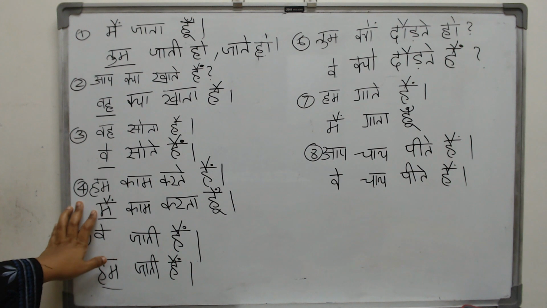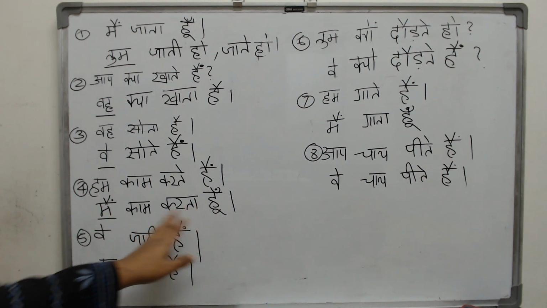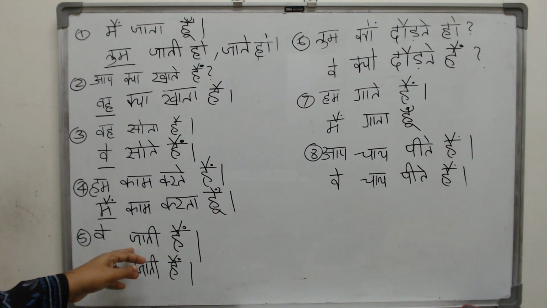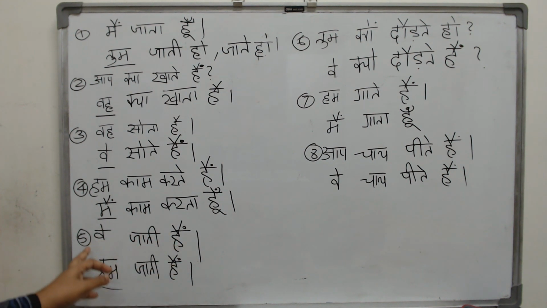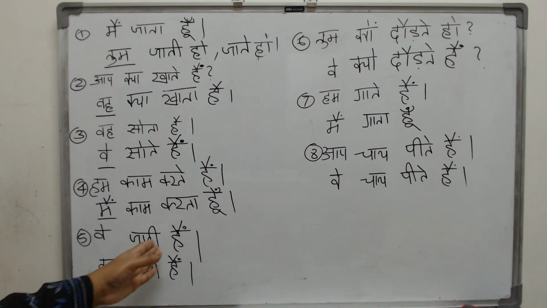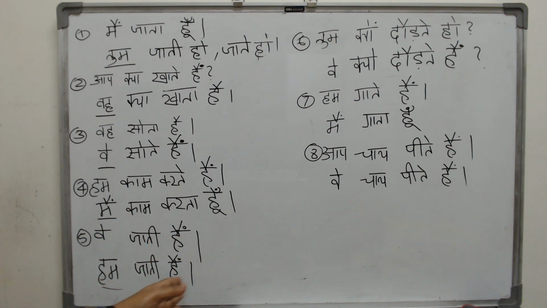हम काम करते हैं. How will you change it for मैं काम करता हूँ. मैं काम करती हूँ if it is female. वे जाती हैं plural, which means they or a group of people who are the third person. हम is again plural, so there is no change. वे जाती हैं. हम जाती हैं.